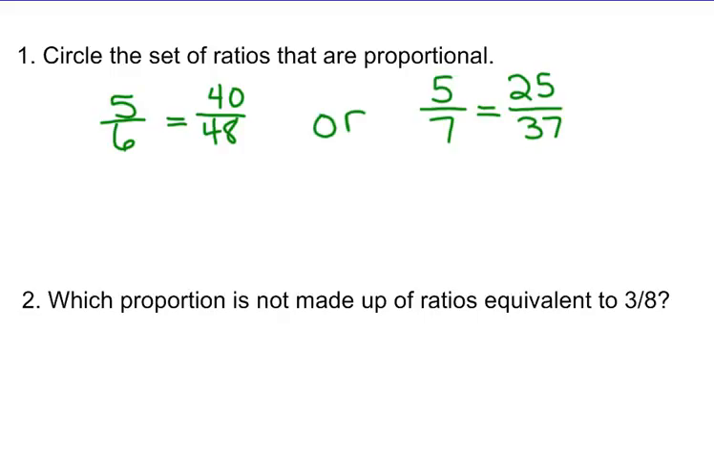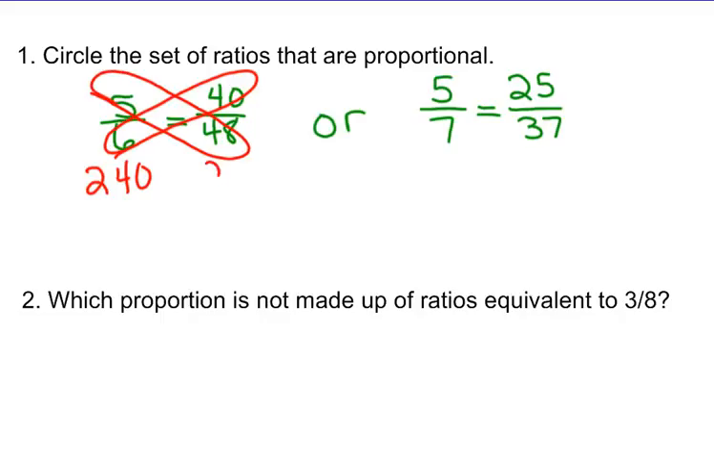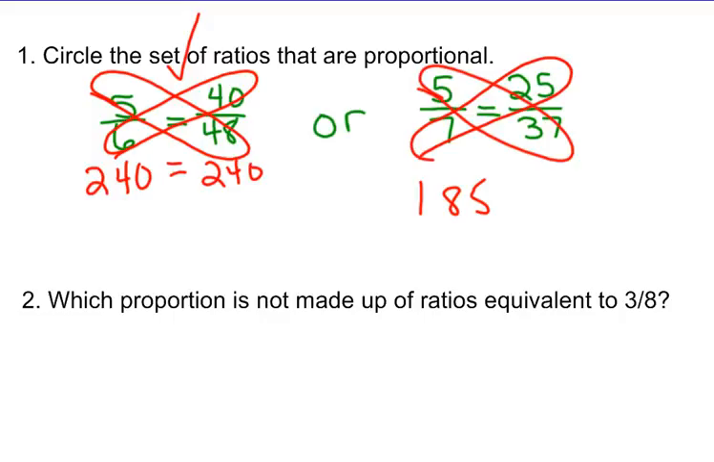Our first practice question says, circle the set of ratios that are proportional. So which of these two sets of numbers or ratios are proportional? Well, I'm going to use the cross-multiplying method. So if we cross-multiply 6 times 40, we'll get 240. And 5 times 48, we'll also get 240. So this set is definitely proportional. Let's check the other set. 5 times 37 is 185. 7 times 25 is 175. These are not equal, so they are not proportional.